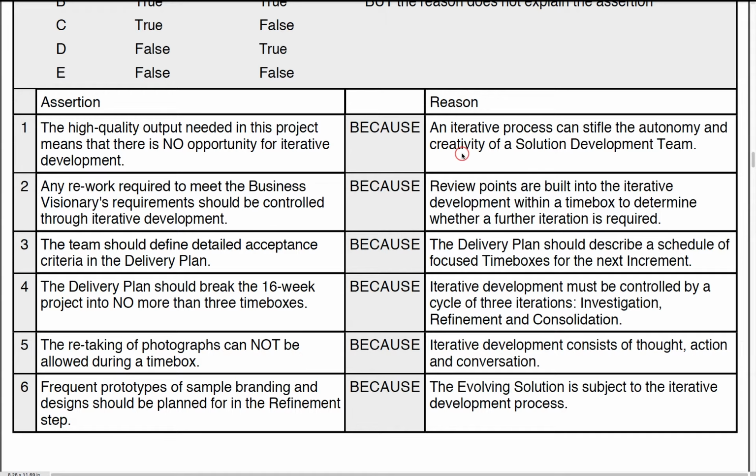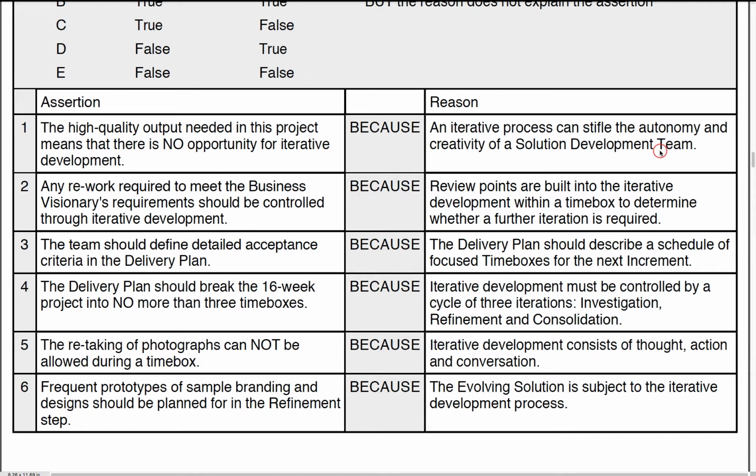Okay, having completed, let's go to the reason statement now. Okay, DSDM only. An iterative process can stifle the autonomy of the creative team. Well, this is quite a wrong statement, because we know it does not stifle. In fact, it gives more freedom than anything. So it's completely the opposite of the answer.